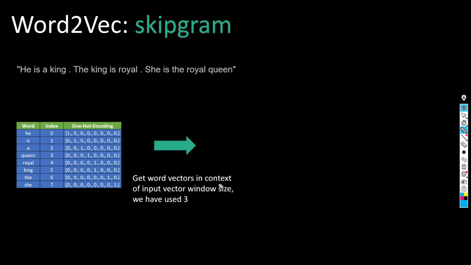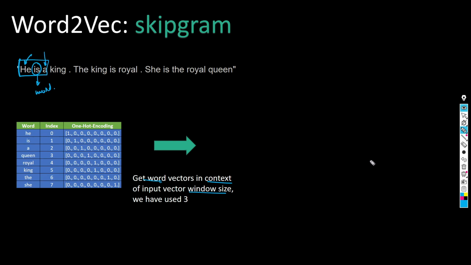The next concept over here is word, context and window size. Let's take this is as the word. Now we have a window size of 3, so I'm taking 3 words within a single window. And with respect to this word is, the context is he and a.